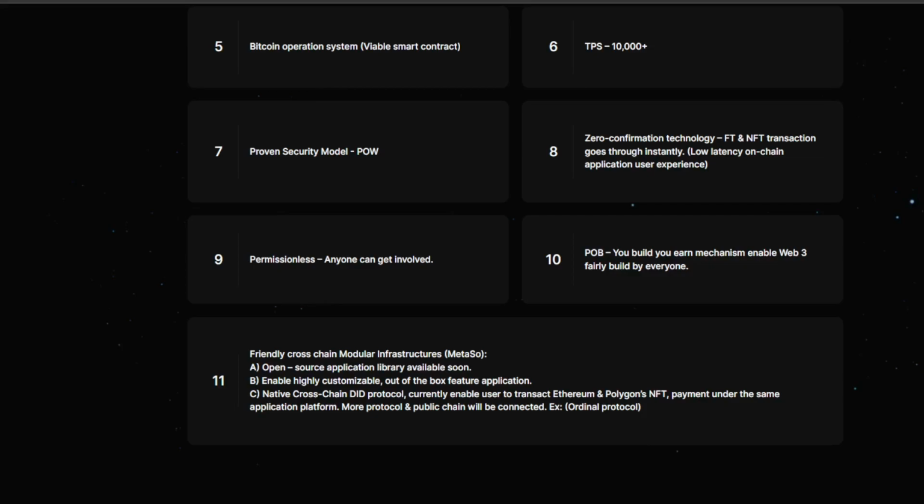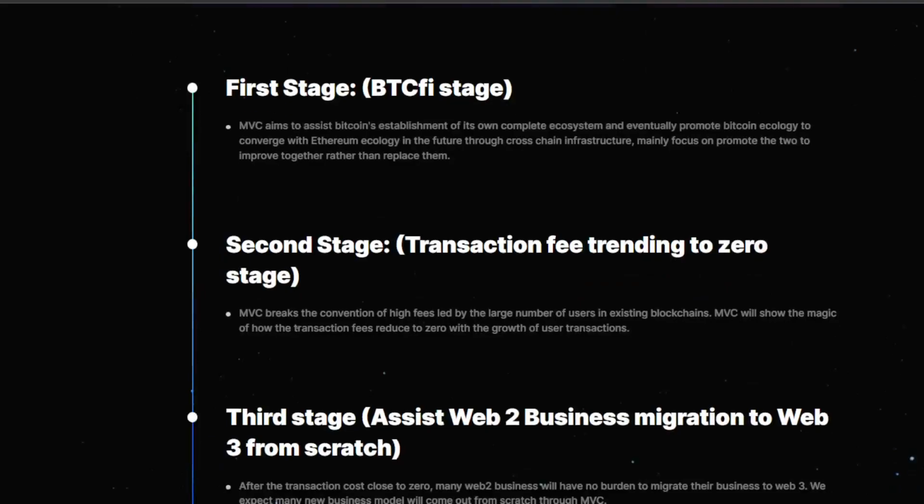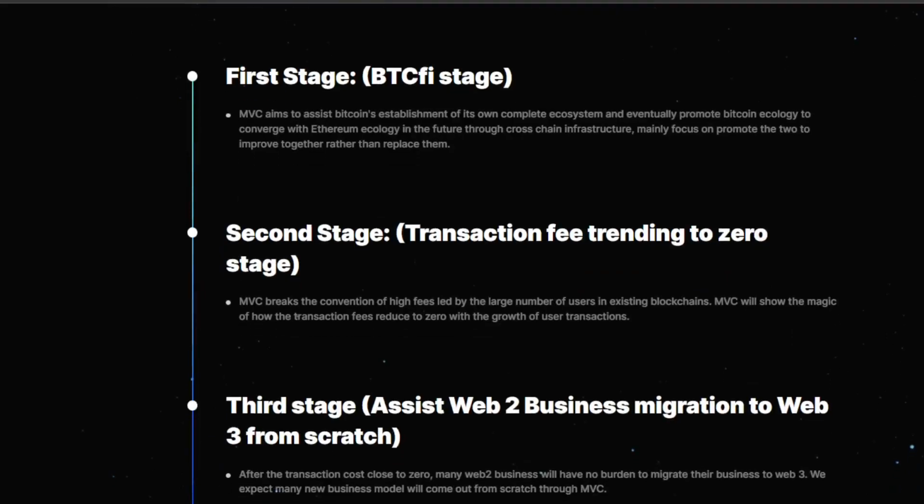Friendly cross-chain modular infrastructure, meta. Okay, so open, a lot of good stuff here. Okay, fine. Mission and roadmap. There's a couple of good things. Going forward, Bitcoin establishment of its own complete ecosystem and building an ecosystem on top of Bitcoin, very similar to the Ethereum ecology. So again, being a competitor to Ethereum and providing a lot of good solutions on top of Bitcoin or on the side of Bitcoin.